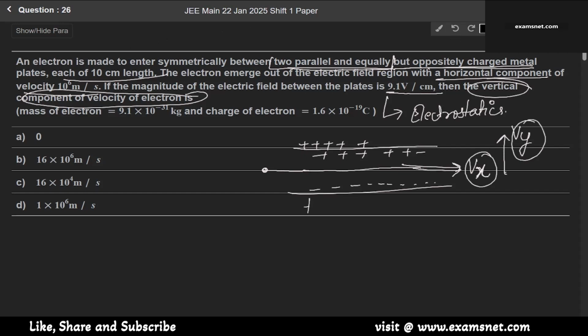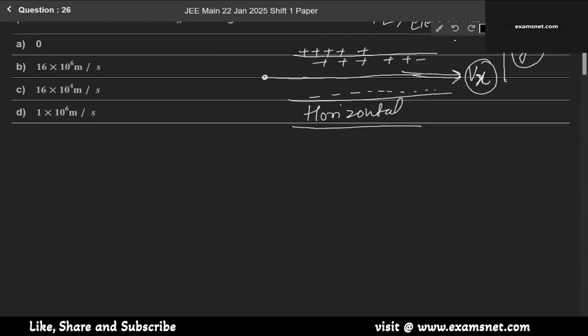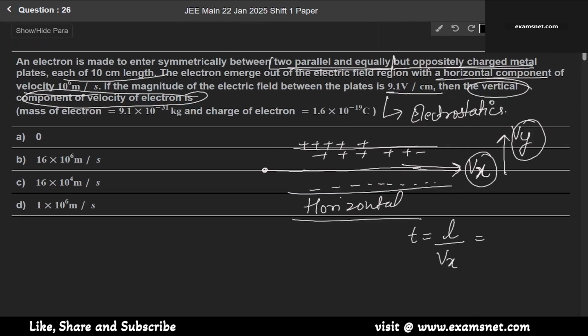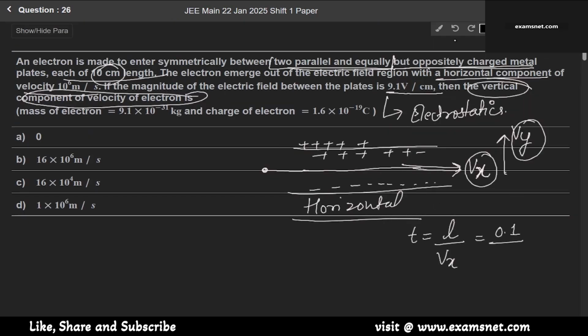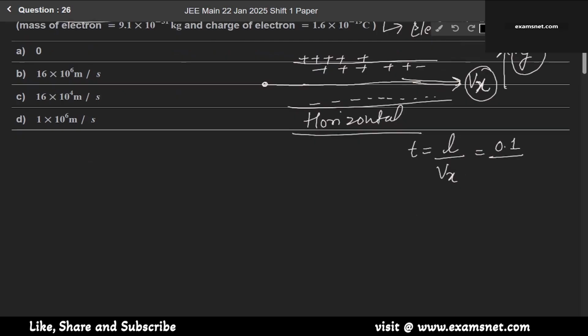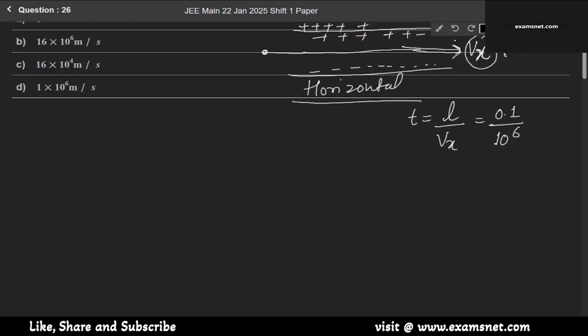Students, the horizontal component of the velocity will remain the same. So the approach is that first we will find the time. Time equals length over horizontal velocity Vx. Length is given as 10 centimeter, which means 0.1 meter, over Vx. Vx is given as 10 to the power 6 meter per second. Let us say this is equation number 1. So this is the time t as 0.1 over 10 to the power 6.